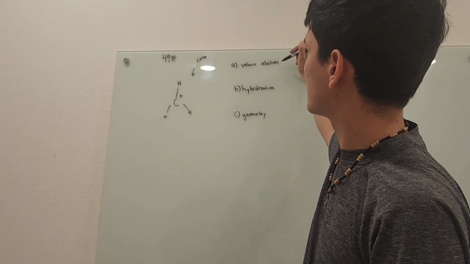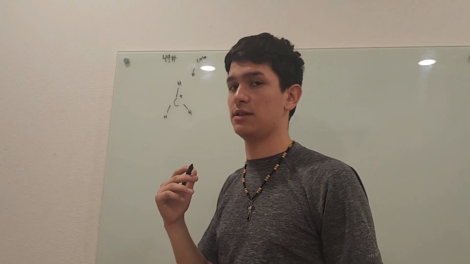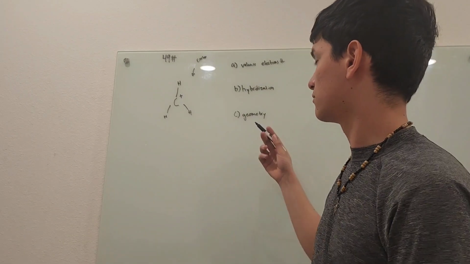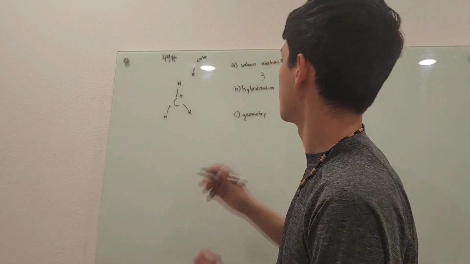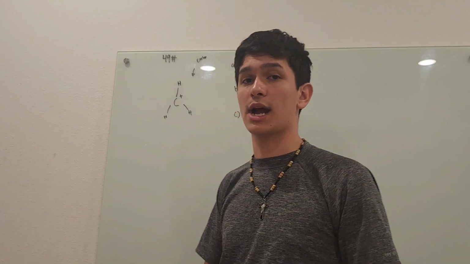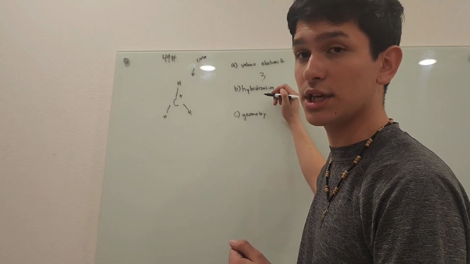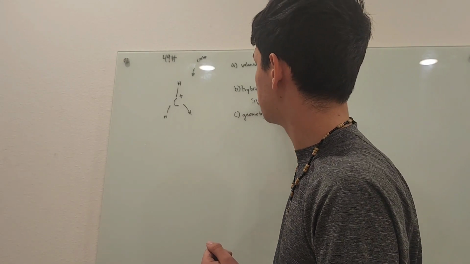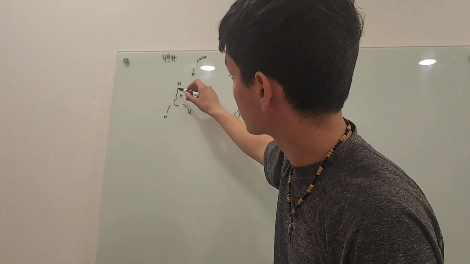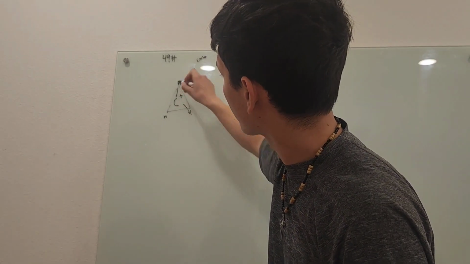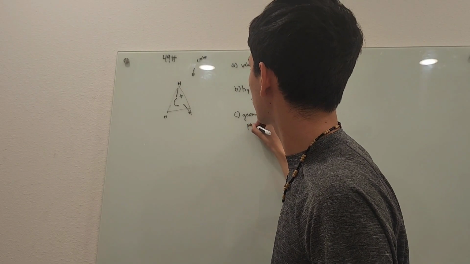So how many valence electrons are in this carbon? Pause the video and answer it. If we're missing 1 electron, that means we have 3 valence electrons. How many bonds do we have? 1, 2, 3. So what's the hybridization? The hybridization is sp2. And this looks like a little triangle, so what's the geometry? Trigonal planar.